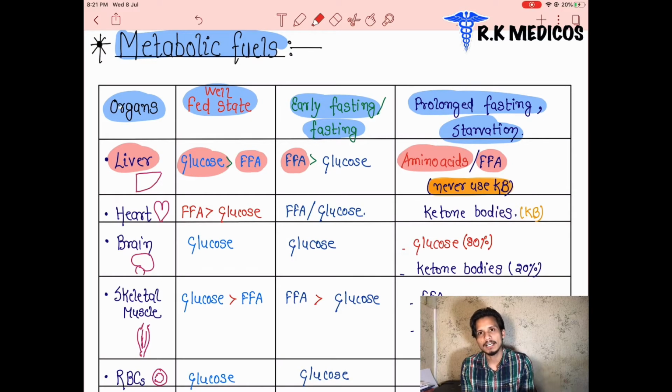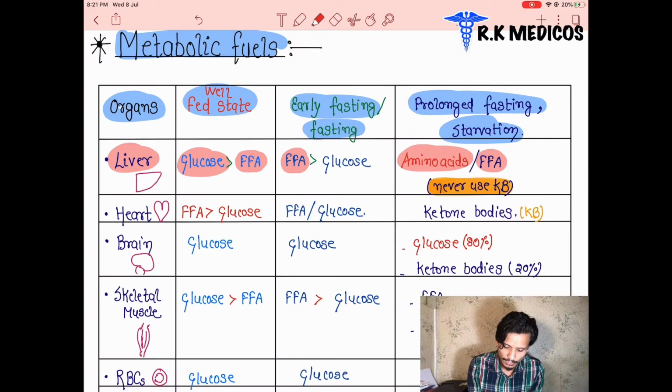So, in the well-fed state, they use glucose or free fatty acids, but mostly glucose. In the second, the fasting state, what do they use? They use free fatty acids mostly, and then glucose. And in the third, the prolonged state, they use amino acids or free fatty acids.